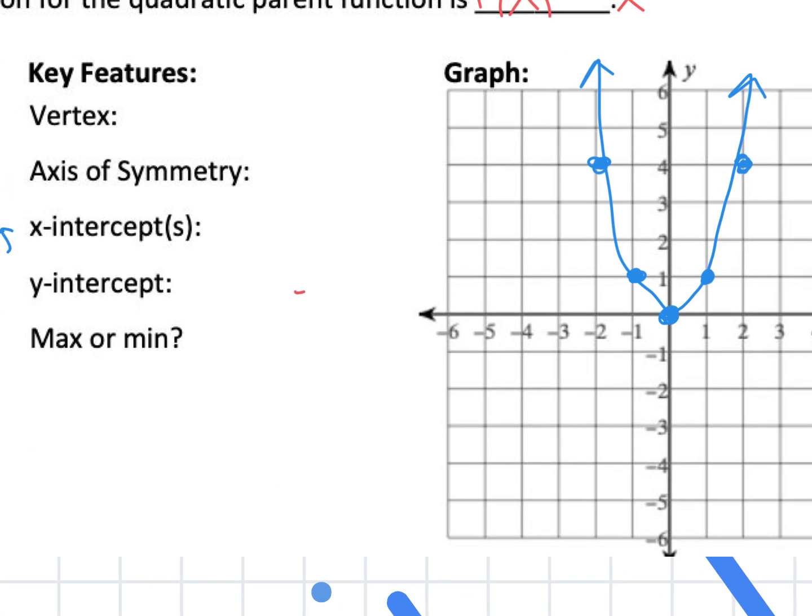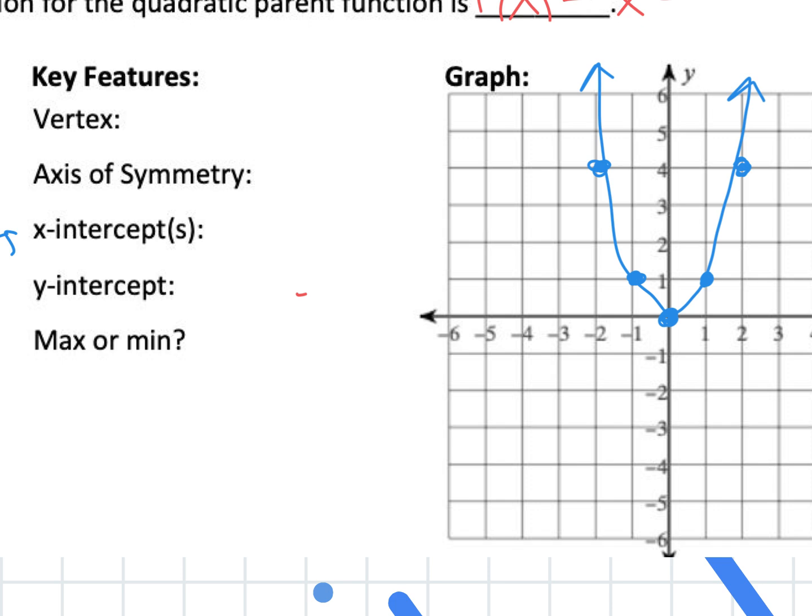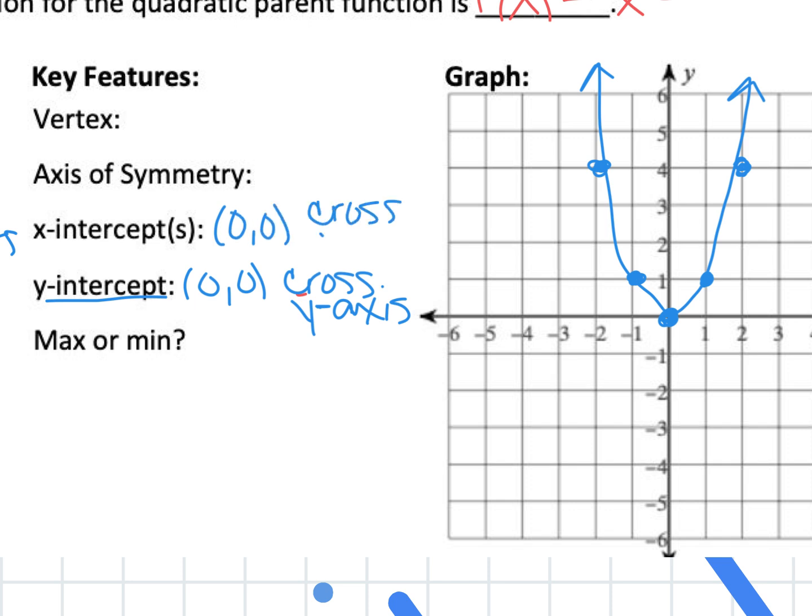So when we look at this, let's talk about some of this vocabulary, and some of it you already know. Let's start with the y-intercept. What is the y-intercept? What happens at the y-intercept? In this case, it is 0, 0. It's where we cross the y-axis, right? So what about the x-intercept? It does also happen to be 0, 0 here. And this is where we cross the x-axis.